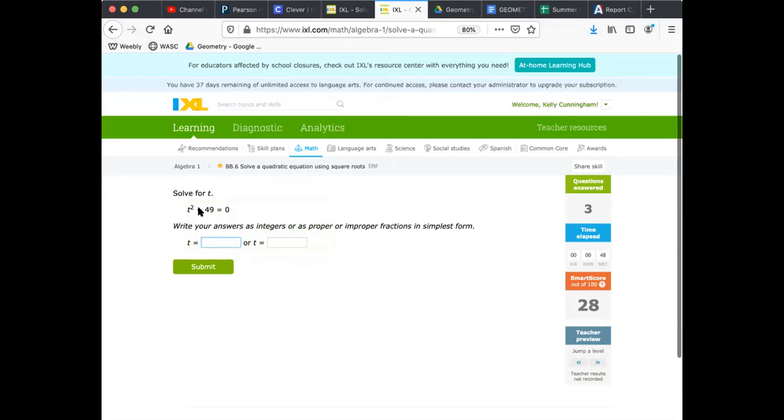And then when you get to solving, the first thing you would do is make sure you get whatever is squared on the other side. So obviously you would add 49. So then you have t squared is 49.